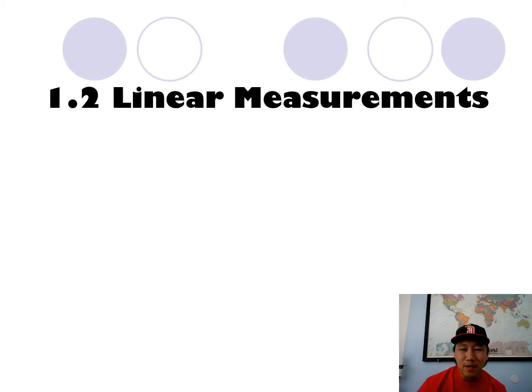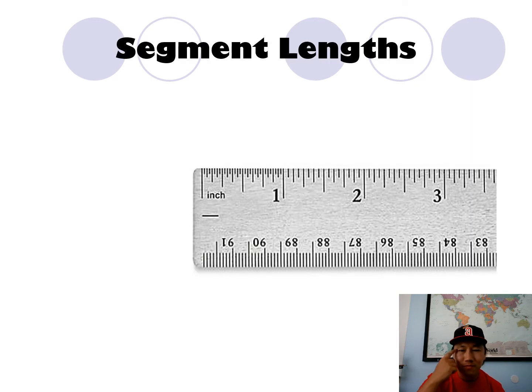1.2 linear measurements. In this section we're going to start measuring lengths that are straight lines. So pretty basic, nothing too difficult. For example, here we have a picture of a ruler, and I'm going to ask you to find the segment length from one point to the other. This one's super obvious. You can see that it's clearly 2 inches.